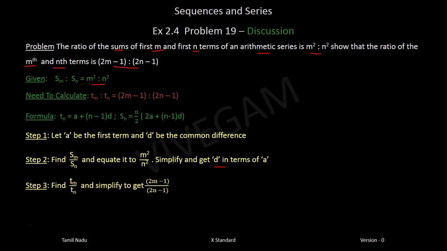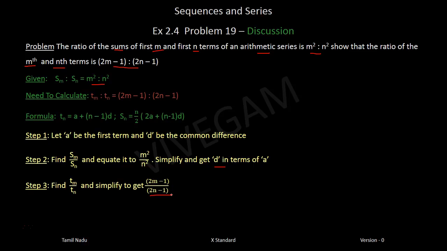Then find Tm by Tn. Tm equal to a plus m minus 1 into d, and Tn is the same. Those two you divide, and you will get one expression, that is a plus m minus 1 into d divided by a plus n minus 1 into d. There you use the information, whatever you get, a in terms of d or d in terms of a, simplify it and see whether you will get this equation.